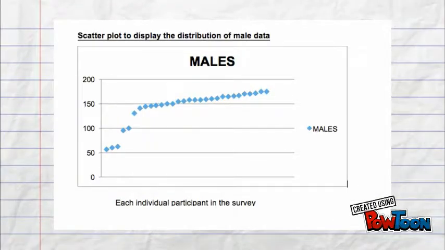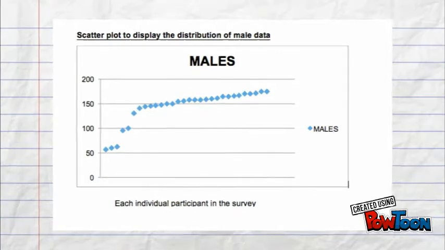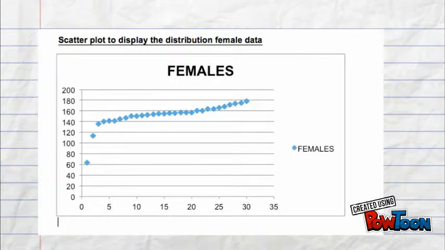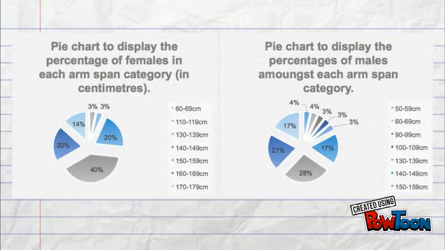I then created a scatter plot for the male distribution of data. As you can see here, each individual of the 30 participants' data is shown. However, this data isn't overly helpful. Much like the males, the same graph was created for the females. Although this graph isn't overly useful, it does present opportunities for possible outliers. This may be due to the fact that students estimated their measurements, they only measured one arm, or they utilised inches instead of centimetres. I then decided to create pie charts.